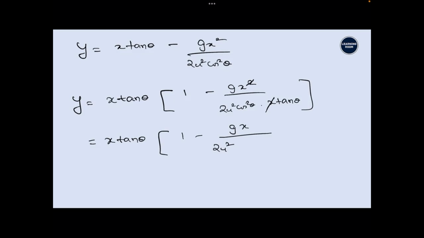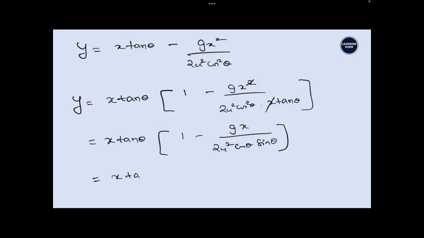Do it in mind and tell me. Tan you can write as sin by cos. No book. Cos square theta into tan theta. See, tan is sin by cos. On the left side you have cos square. One cos will get cancelled. Cos theta into sin theta. Convinced?